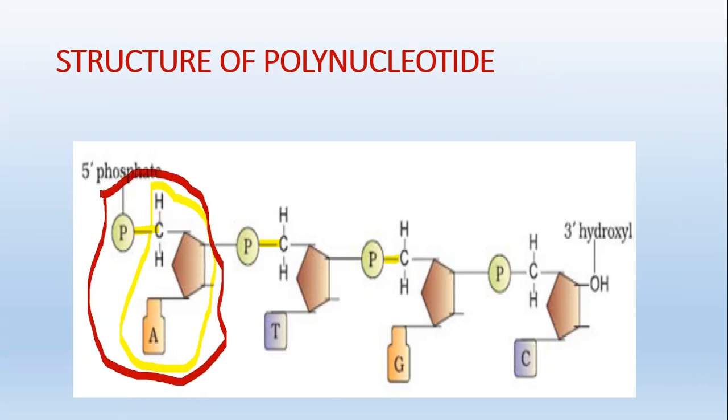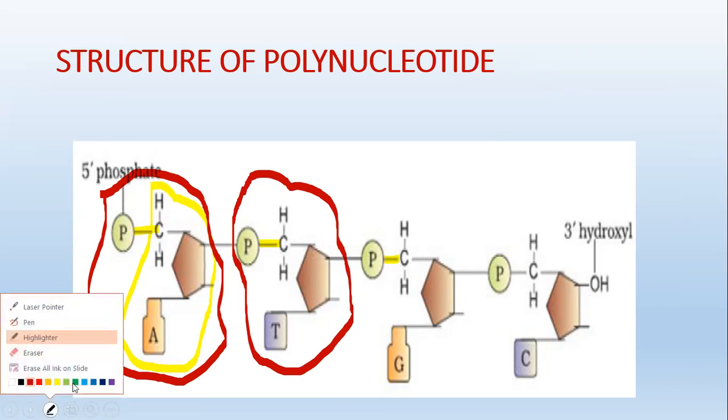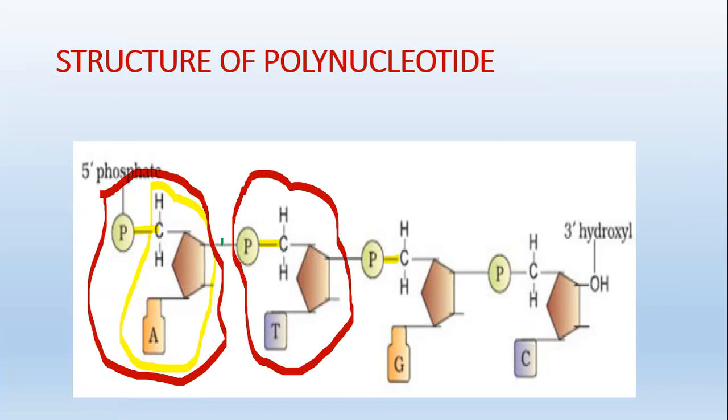Nucleotide. Okay, I hope it is clear, all of you. So when one nucleotide is connected to another nucleotide, this is another nucleotide, this is another nucleotide. When one nucleotide is connected to another nucleotide, in that case, the bond is called what? What is the bond they are having? I'm talking about this bond. Can you see this bond? So this bond is called phosphodiester bond. Phosphodiester bond. Okay, I hope it is clear.